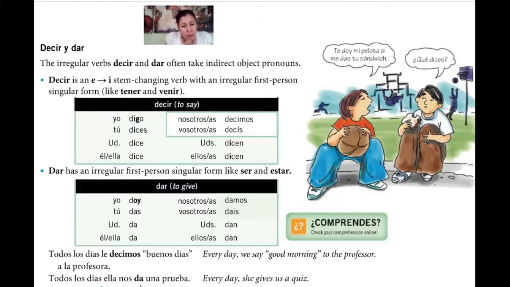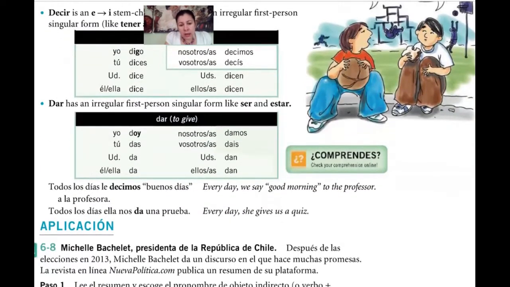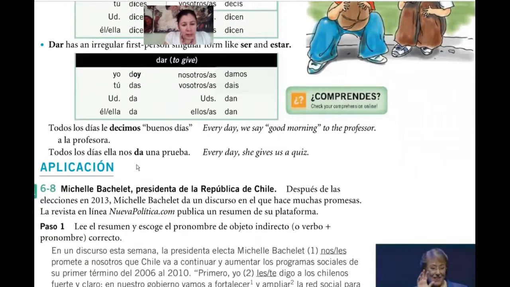The second example is, and I'm going to go to English so you better understand it, let me reveal that. I cannot make it bigger, but every day she gives us a quiz. So what does she give?